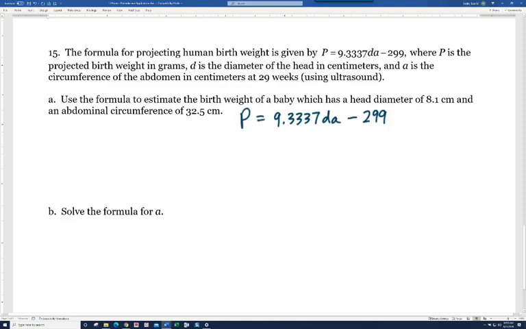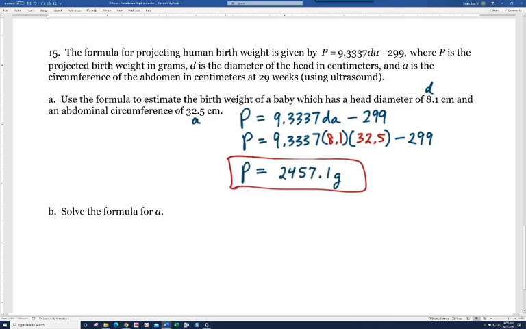Now notice the diameter of the head, that's my D, so that's my 8.1. The abdominal circumference of 32.5, that's going to be my A. And so now we're ready to plug that into the formula. I'm going to go ahead and do that. When you do that, you should get 2,457.1 grams.